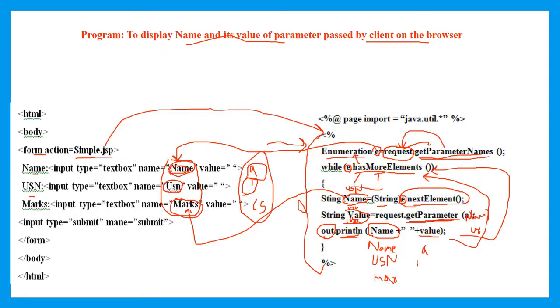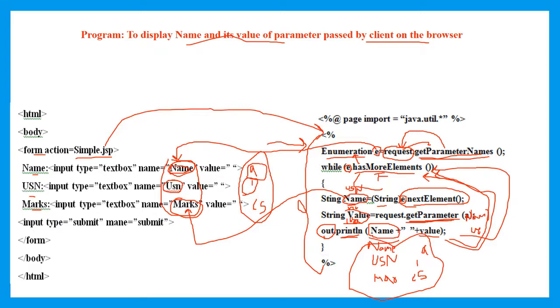This is how it works, and the control will be moved to the hasMoreElements while loop. Then there are no parameters available, so this method is going to return false. This is the output which is going to be displayed on the browser by making use of the getParameterNames method.